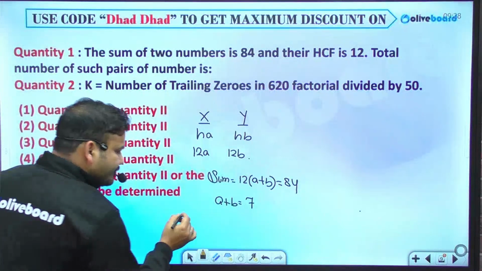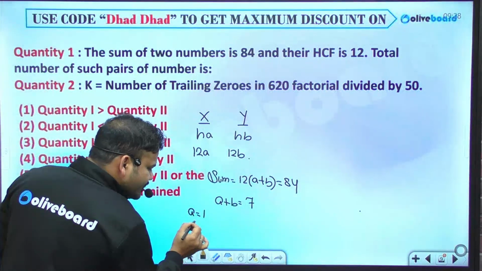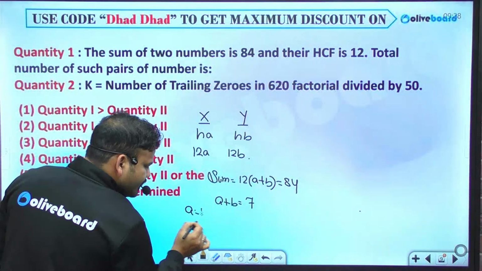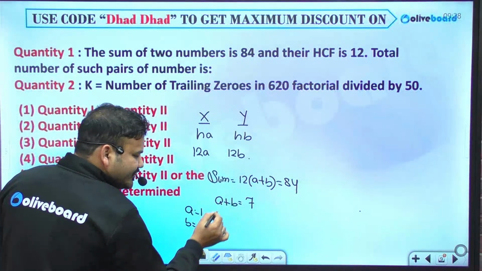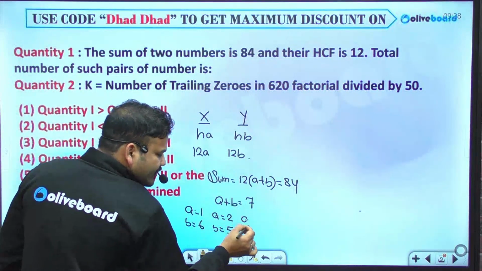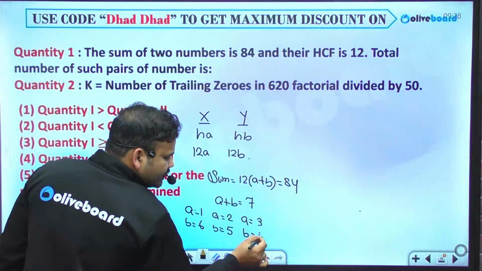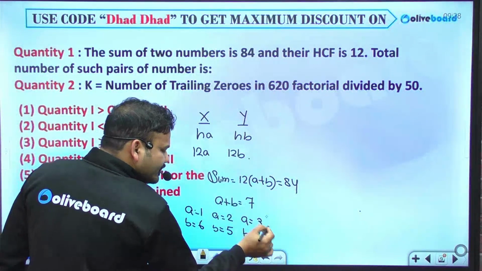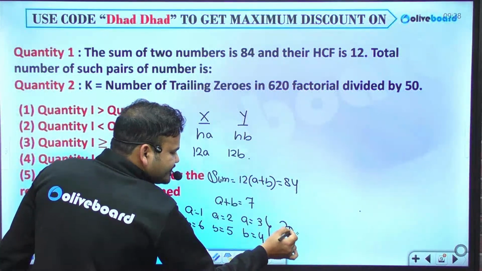A and B are two co-prime numbers. तो कैसे हो सकते हैं? पॉसिबिलिटीज क्या क्या होगी? A equals 1 and B equals 6. 1 plus 6 is 7. A equals 2 and B equals 5. 2 plus 5 will be 7. A equals 3 and B equals 4. Fine. 4 and 3 won't be taken because 4 और 3 सेम वैल्यू आ गई. तो देयर आर कितना पेयर्स? 3 पेयर्स. तो 3 पेयर्स निकल कर आ गए.